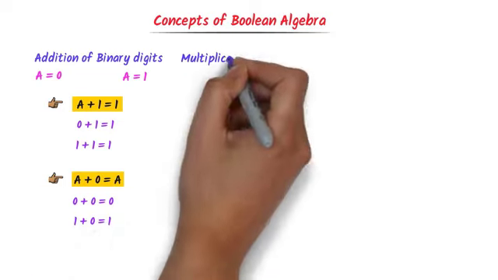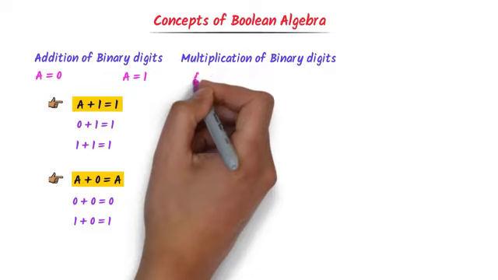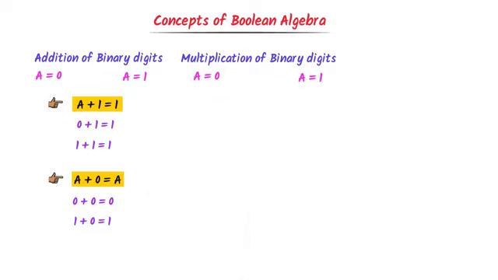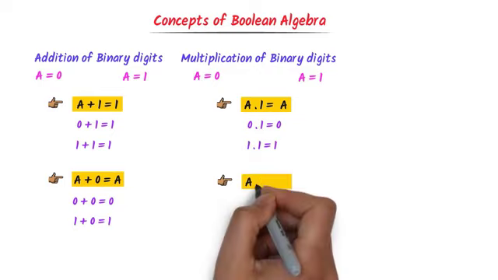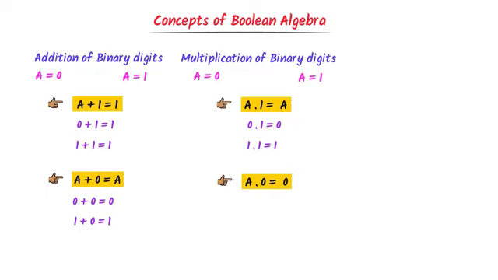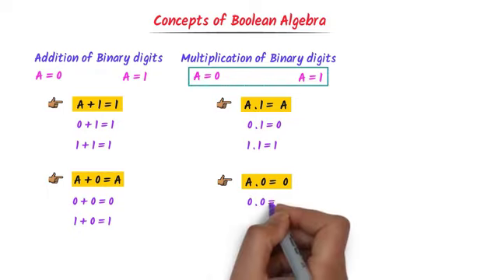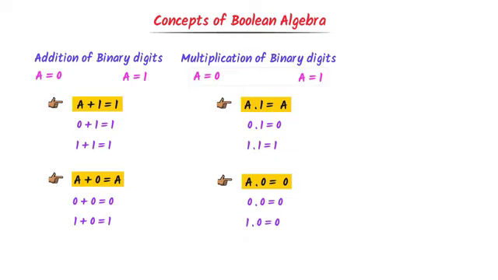Also, let me teach you the multiplication of binary digits. Let a equals 0 or a equals 1. Now a into 1 is equal to a. So 0 into 1 is equal to 0 or 1 into 1 is equal to 1. Secondly, a into 0 is equal to 0. So 0 into 0 equals 0 or 1 into 0 equals 0. Hence addition and multiplication of binary digits are very simple.